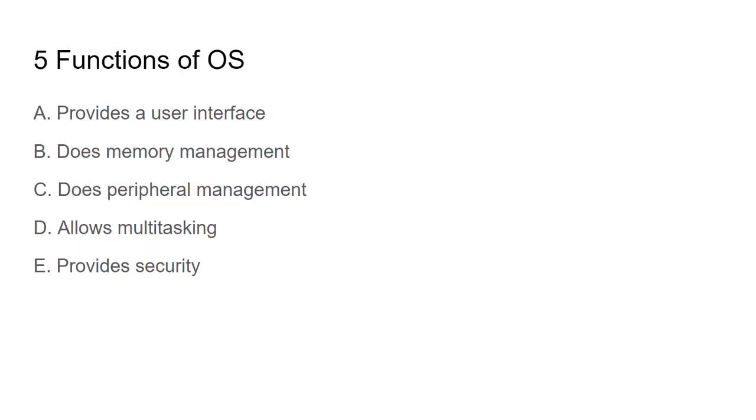Five functions of an OS, operating system. This is important. Usually questions come like, what are the functions of the OS, or give three functions of the operating system. So these are the functions: A, B, C, D, and E. We shall take each function and go into it a little further.